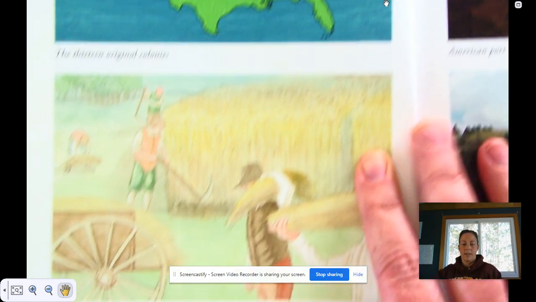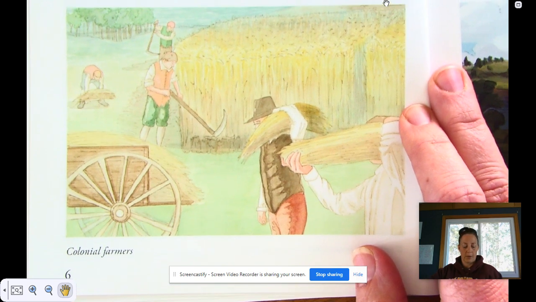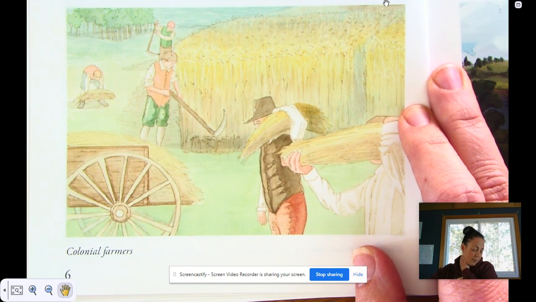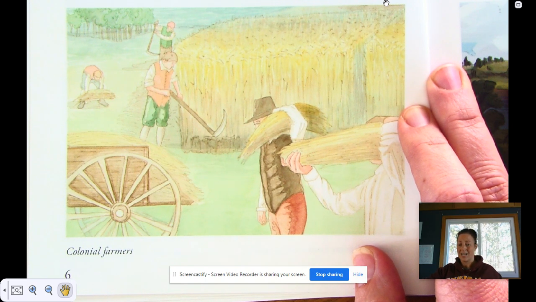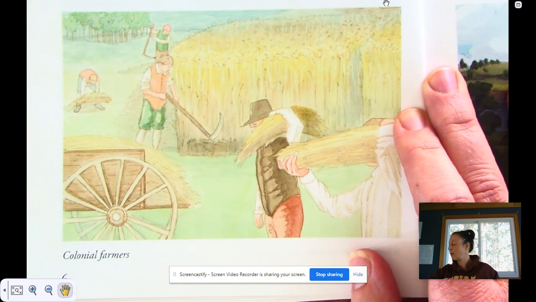Okay. Down here, we have a picture of a colonial farmer. So people living in the new country survived mainly through agriculture, meaning they needed to farm from the land. This is a new country. It was a long time ago. You couldn't just run to the grocery store if you needed something. So people had to learn to live off the land.